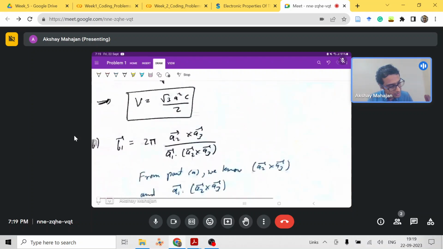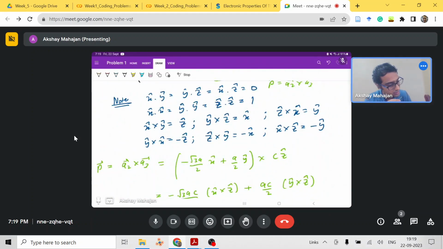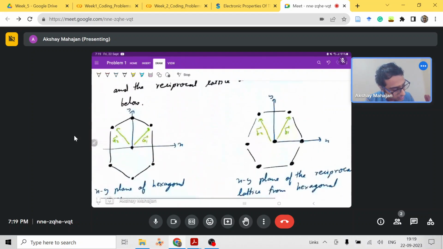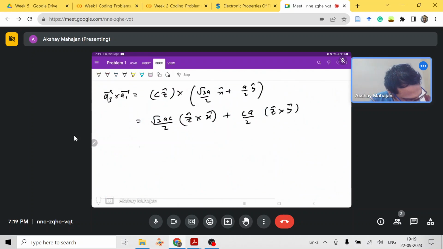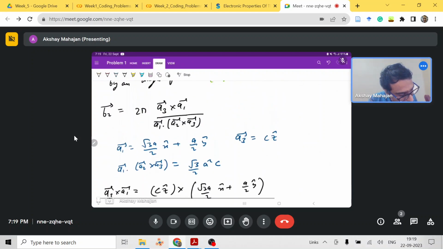If you go back to this identity, z cap cross x cap is y cap, and z cap cross y cap is minus x cap. These two you can see here, right? So these values we will put here. From here we have root 3 ac by 2 y cap plus c a by 2 times minus x cap. Right, so this will be my answer.